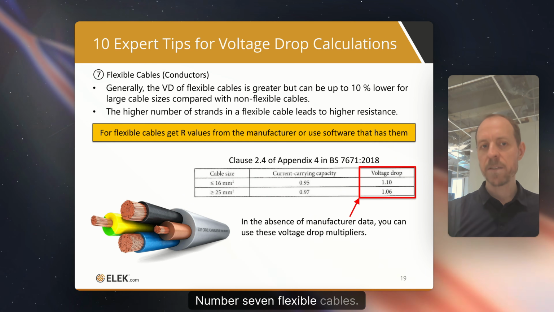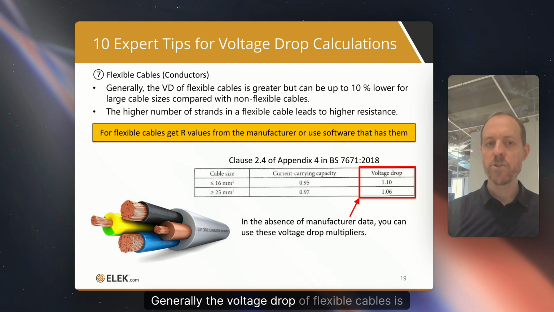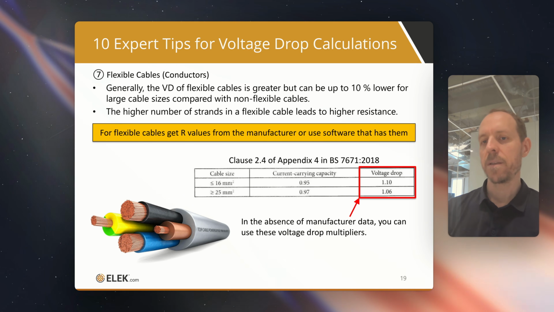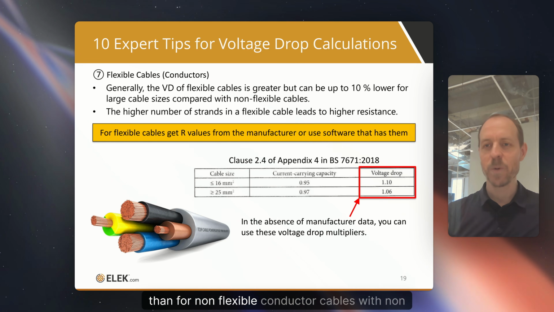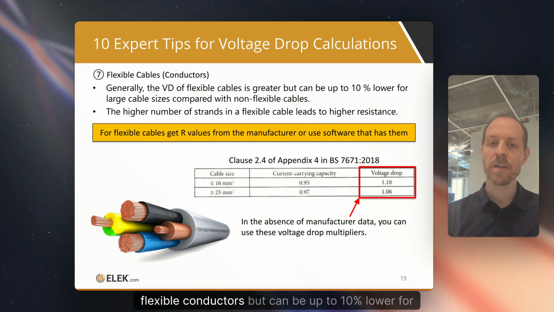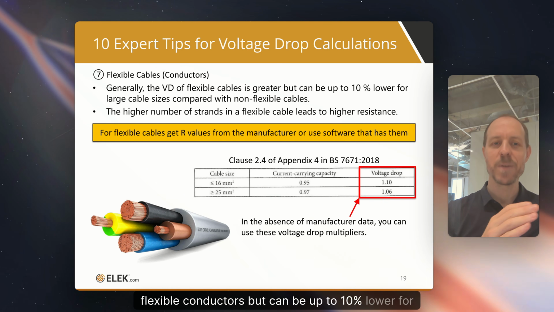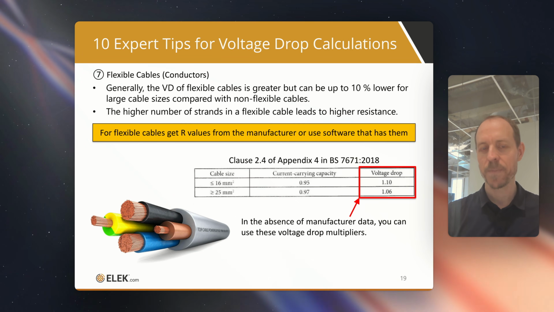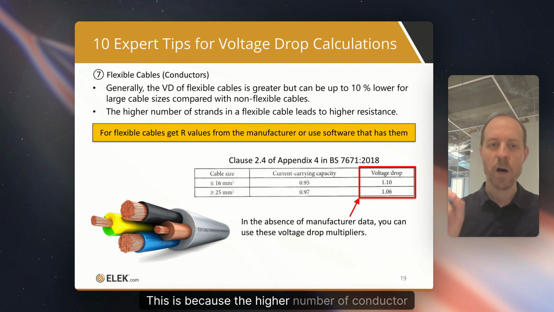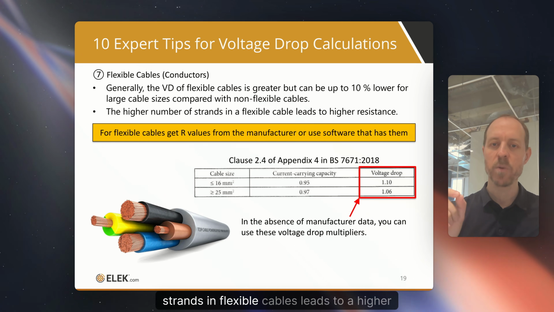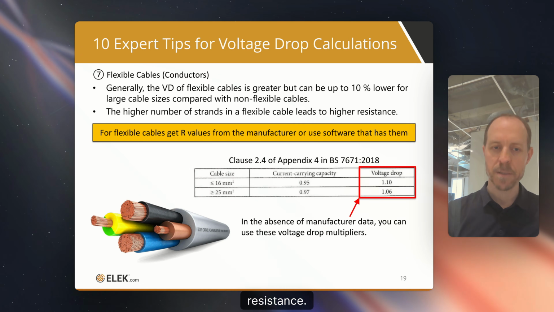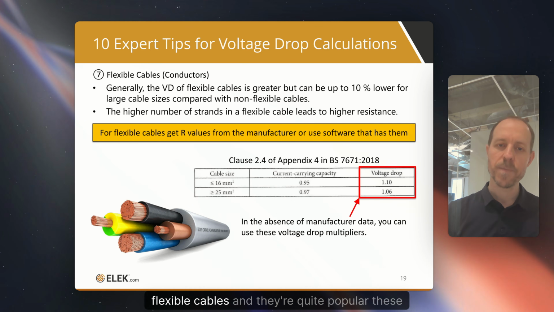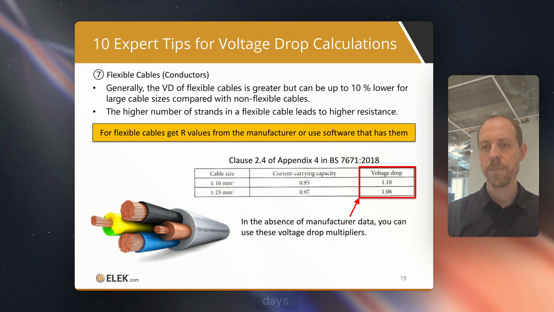Number 7, flexible cables. Generally, the voltage drop of flexible cables is greater than for cables with non-flexible conductors, but can be up to 10% lower for large cable sizes compared to non-flexible cables. This is because the higher number of conductor strands in flexible cables leads to a higher resistance. They're often much easier to work with, these flexible cables, and they're quite popular these days.